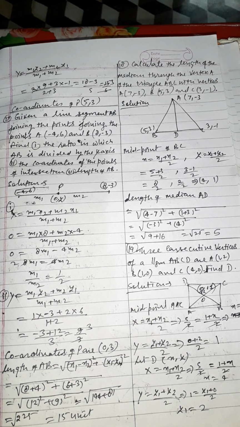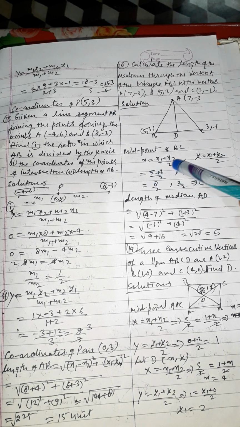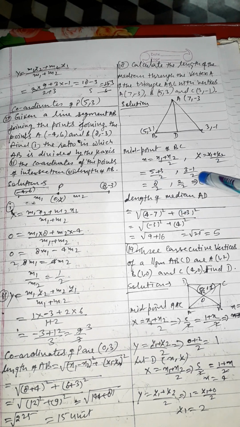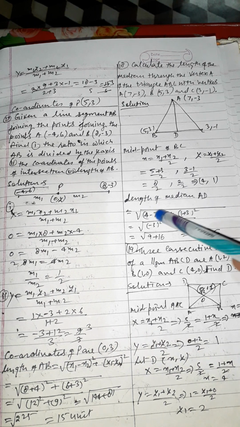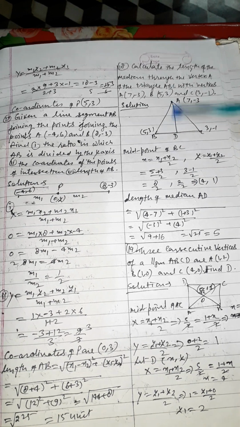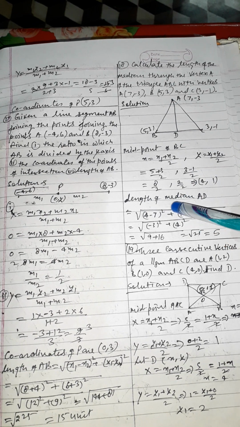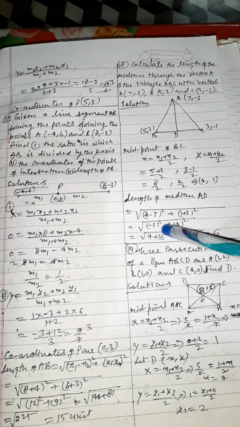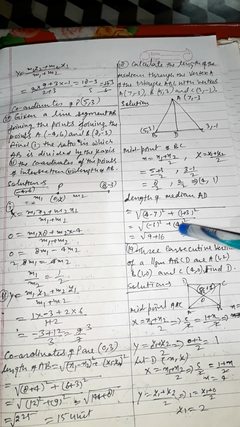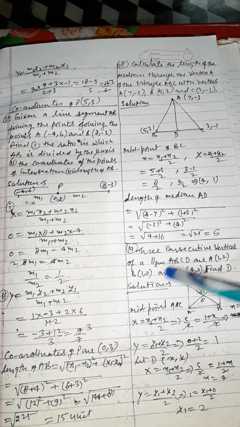Midpoint of BC is equal to (x1 plus x2 upon 2, y1 plus y2 upon 2), which is (5 plus 3 upon 2, and 3 minus 1 upon 2). It is 8 by 2, which means 4, and 2 by 2, which means 1. Length of this median: square root of (4 minus 7) whole square plus (1 plus 3) whole square, which is root of (minus 3) whole square plus 4 square. It is 9 plus 16 equal to 25, so 5 is the answer.